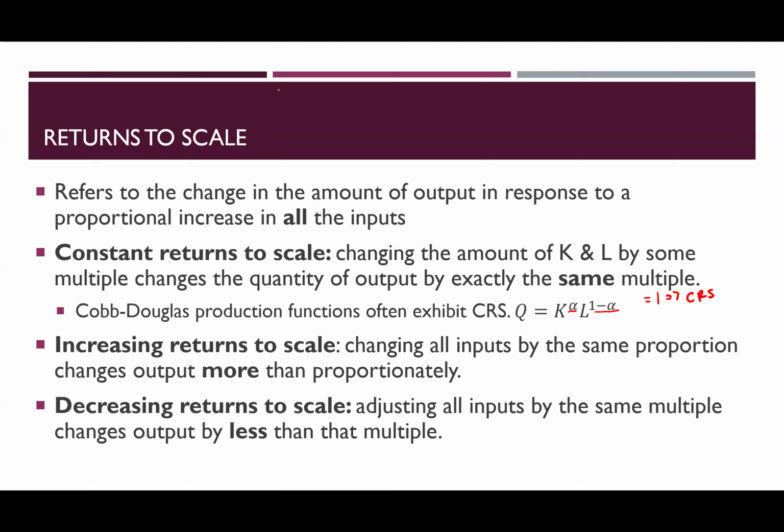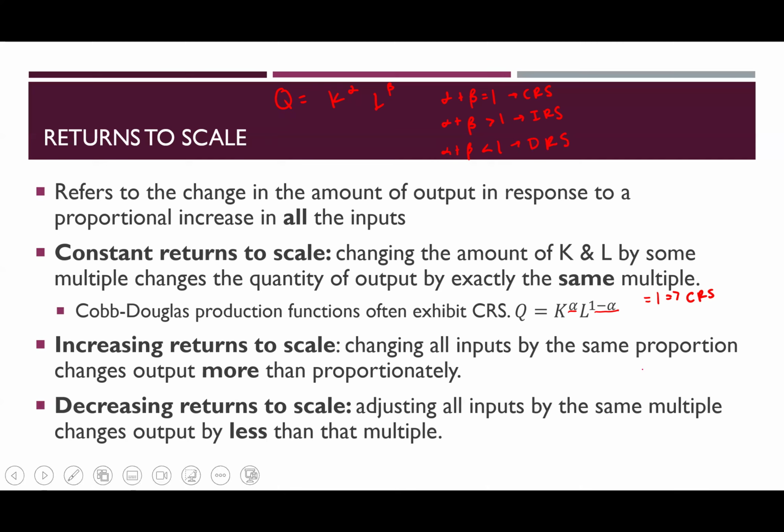So if we have quantity of output equal to capital to the alpha times labor to the beta, and alpha plus beta equals 1, that means we have constant returns to scale. If alpha plus beta is greater than 1, then we have increasing returns to scale. Increasing returns to scale is when we double capital and labor and get more than double output. And lastly, if alpha plus beta is less than 1, we have decreasing returns to scale, which just means that if we double capital and labor, we get less than double output.